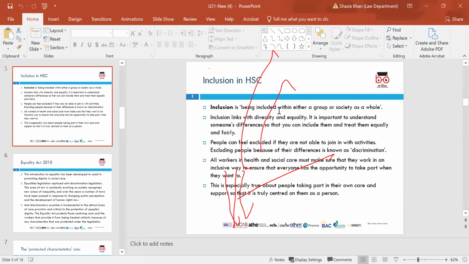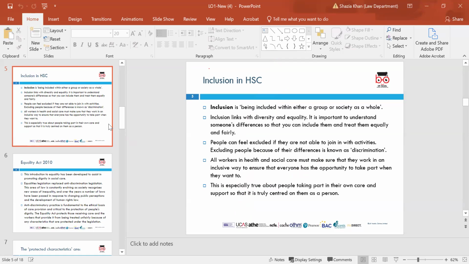Now we're looking at, I don't know who wrote this on here, inclusion within the health and social care setting. Inclusion in health and social care refers to being an inclusive employer and helping people cared for to be more included in society. It is important to understand someone's differences, so that you can include them and treat them equally and fairly. Being an inclusive employer is essential as it helps people feel involved and empowered in the workplace. Inclusion also refers to being inclusive of different people.